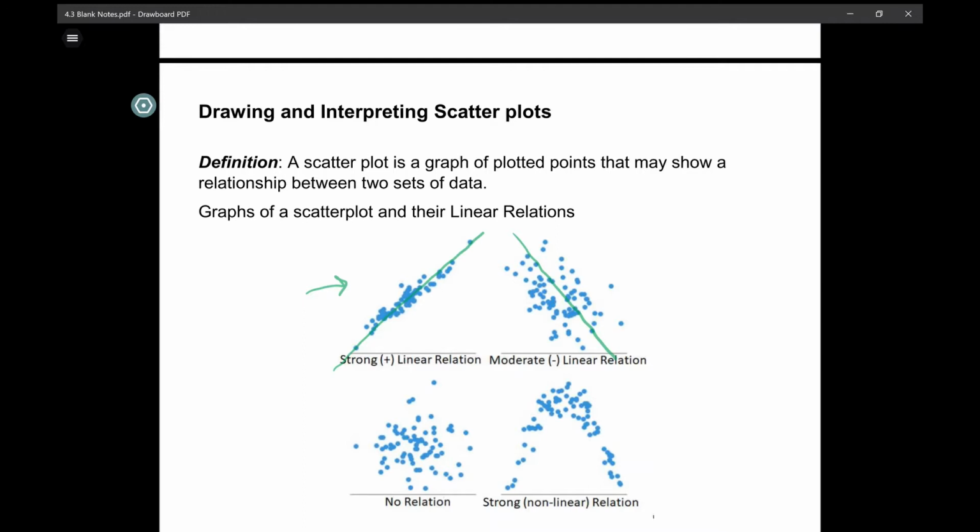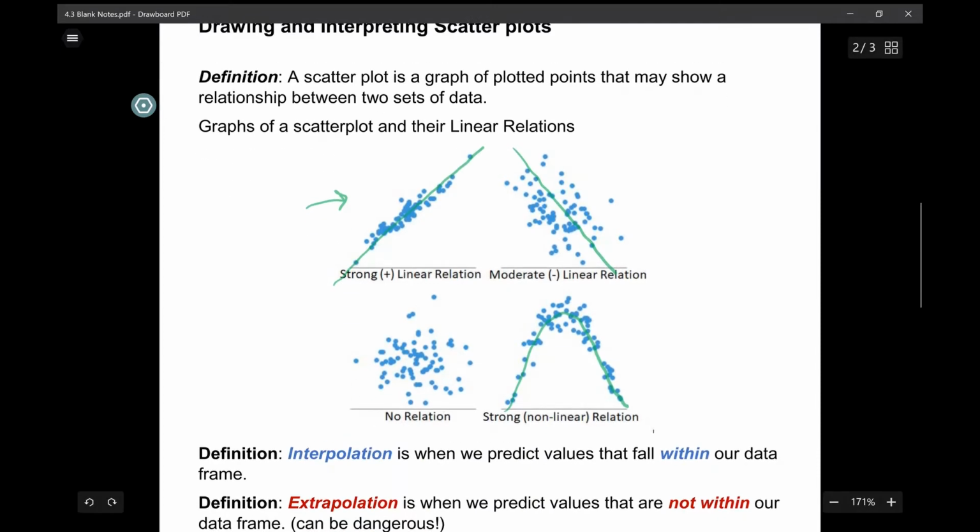In the third example, there's really no line I feel like I could draw that models that data. This is a strong non-linear relation because I can see it's going to be like a parabola here. This is the shape that I want, and that is not going to be a line. It's going up and down. I can see a definite shape. So there are some different things that can happen when you're drawing scatter plots.